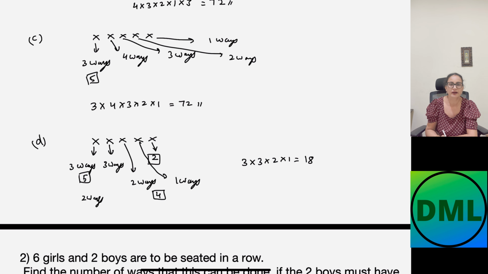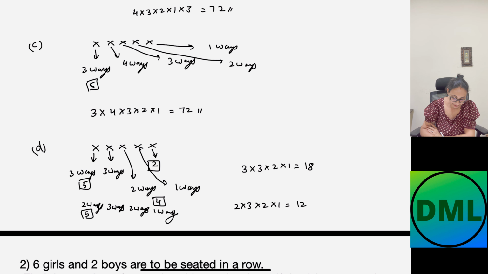The 2 numbers are gone. Suppose you think that you placed 5 here. 2 numbers are gone out of 5 numbers. The second place can be filled with 3 ways. The third place can be filled with 2 ways. And the last place can be filled with 1 way. My answer will be multiplication of all of them. Let's write down the answer here. That will be 2 times 3 times 2 times 1. That will be equal to 12. I am taking this as 1 way because I fixed 4 here.